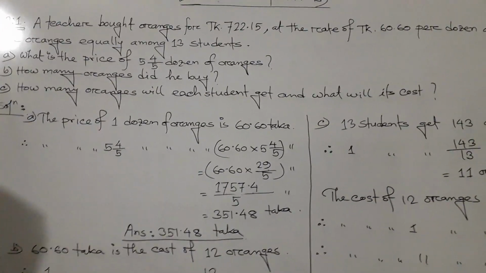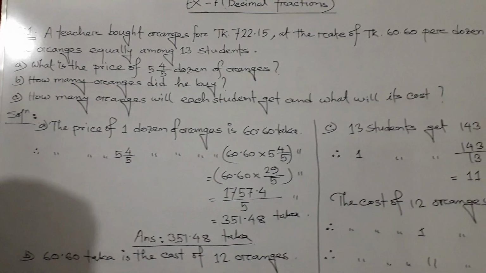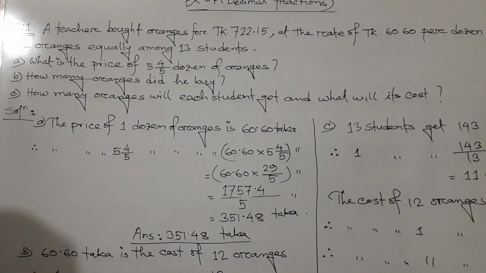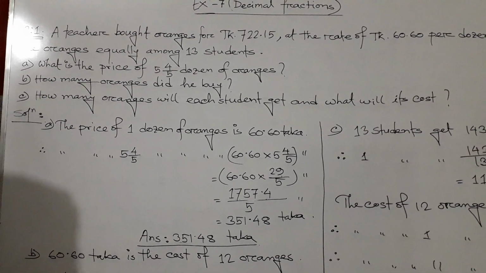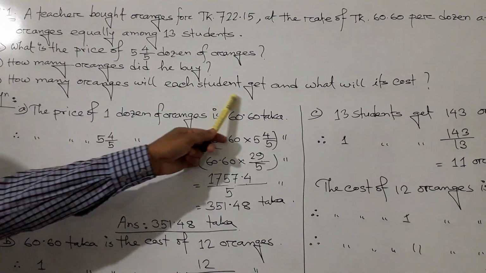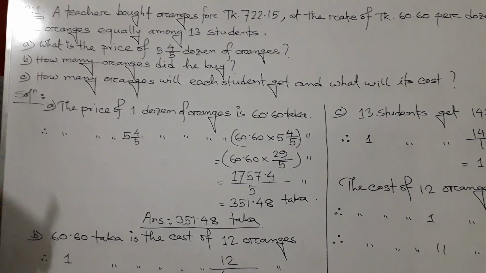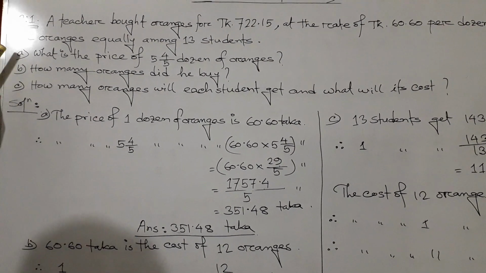Question number A. What is the price of 5 whole 4/5 dozens of oranges? Now question number B. How many oranges did he buy? And question number C. How many oranges will each student get and what will it cost? Okay. First we solve the question A.